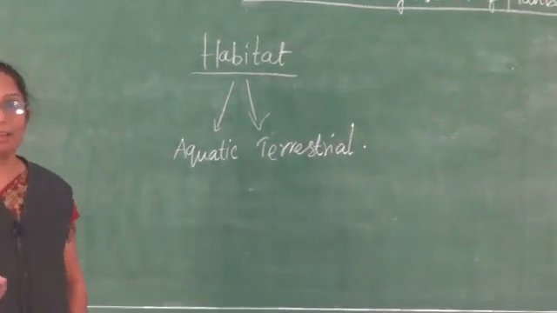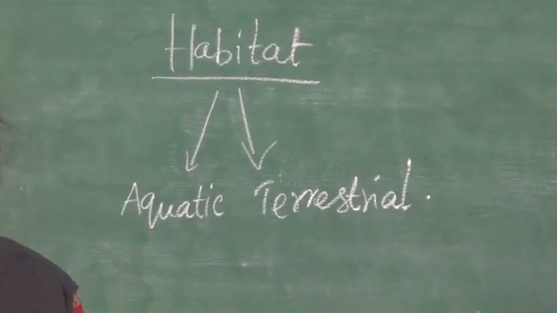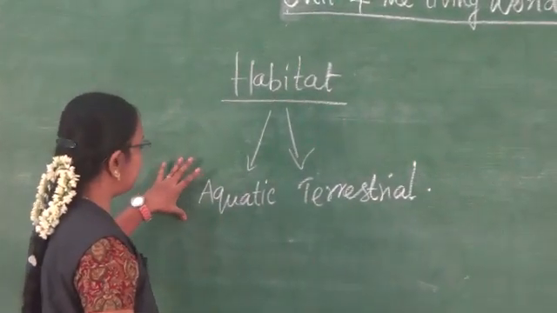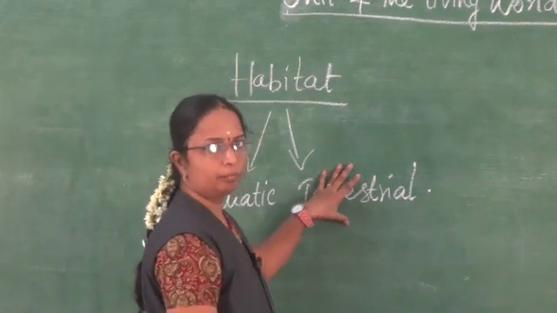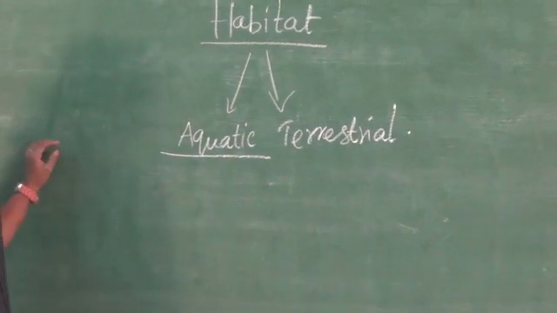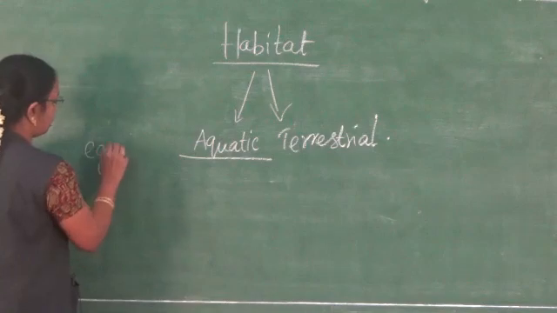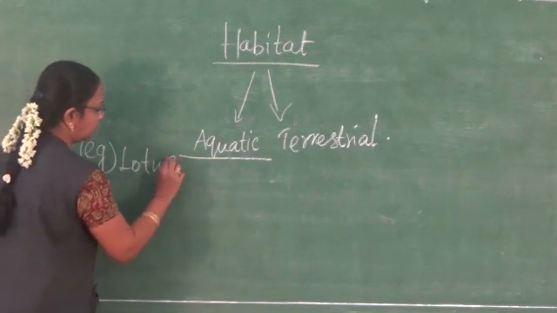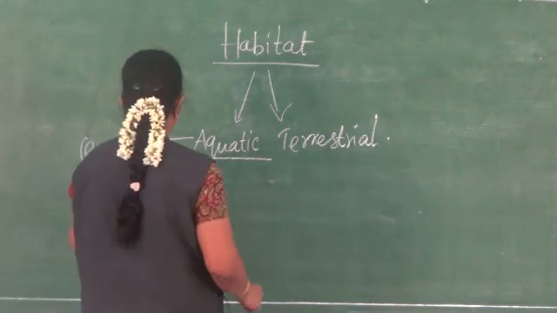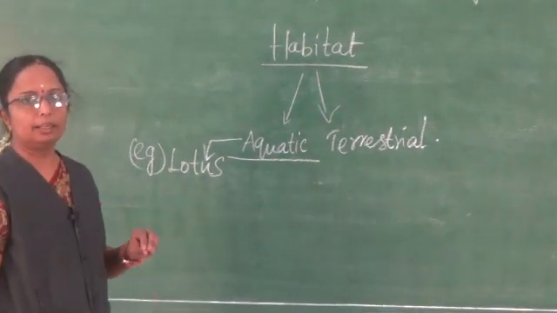We can find plants even at the top of the mountain and at the bottom of the ocean. So, habitat is divided into aquatic and terrestrial. What do you mean by aquatic habitat? We can see some plants in the water, for example lotus. The lotus plant is seen in the water. Such plants make some adaptations to live in that condition.